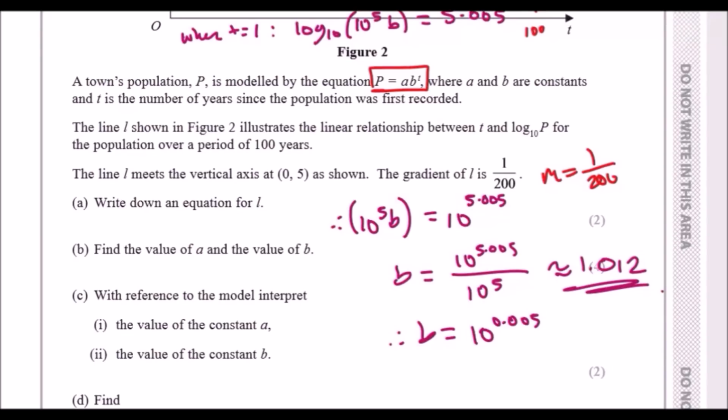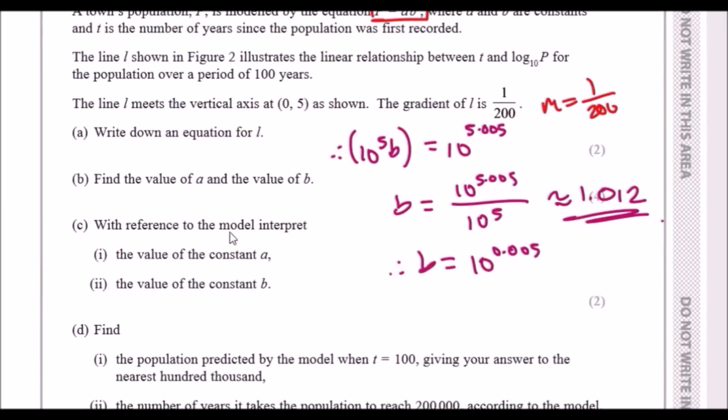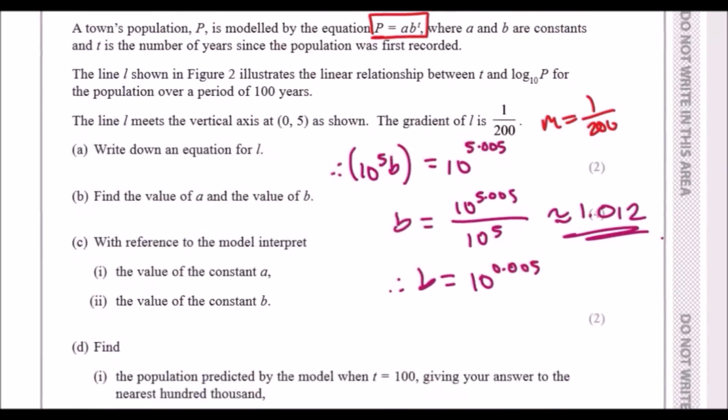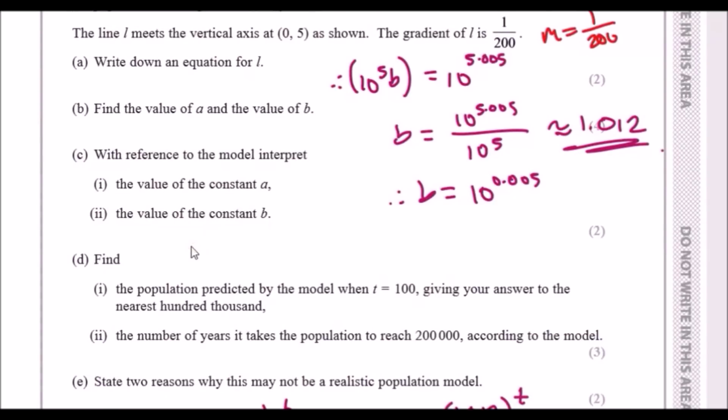That's it. Okay, part C now. With reference to the model, interpret the value of a and b. So what this is talking about is the P equals a b to the power t model. Let's just note this down. What actually helps when you write this down is the fact that you have the values now, so let's go ahead and plug the values in.